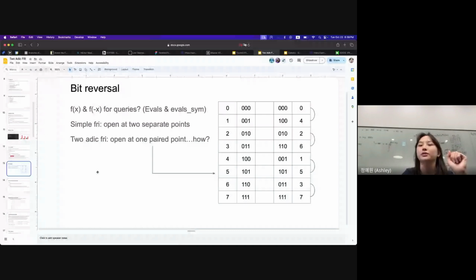So if we look at this kind of domain, for example, if we had evals of 0, then eval sim would be 4. So we'd have to add exactly half of the domain size. But if we do bit reversal, so get the bits and then reverse them like on a mirror, right? Then you have 0, 4, 2, 6, 1, 5, 3, 7, which means that the values that are needed to be used together are right next to each other. And this is used a lot in TwoAdicFri, specifically for this purpose.